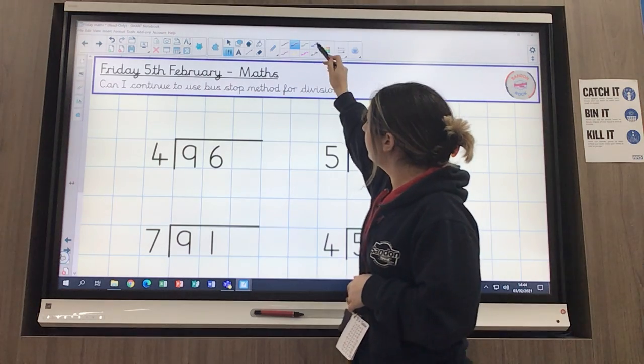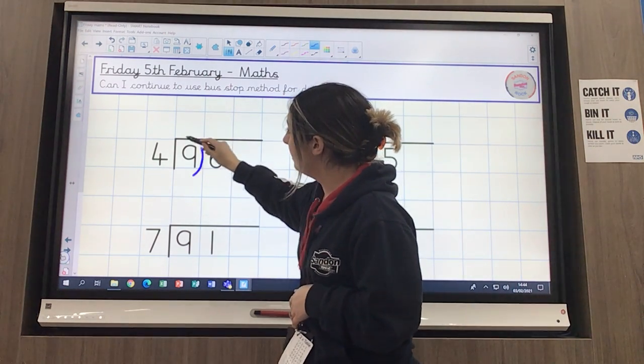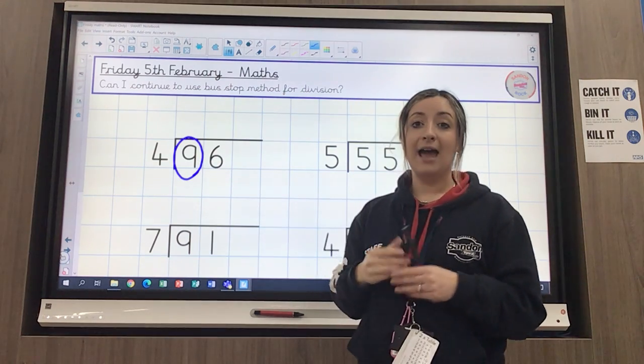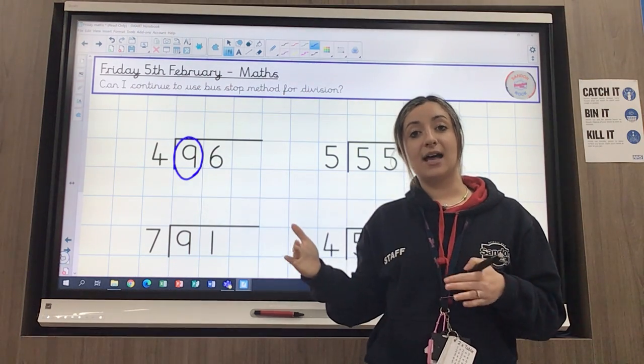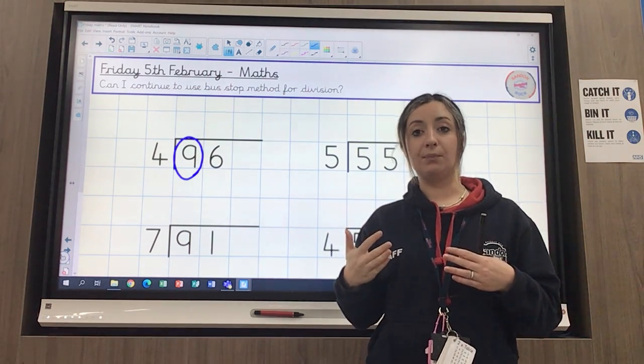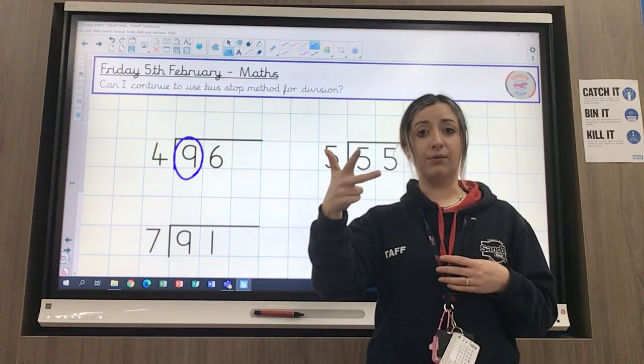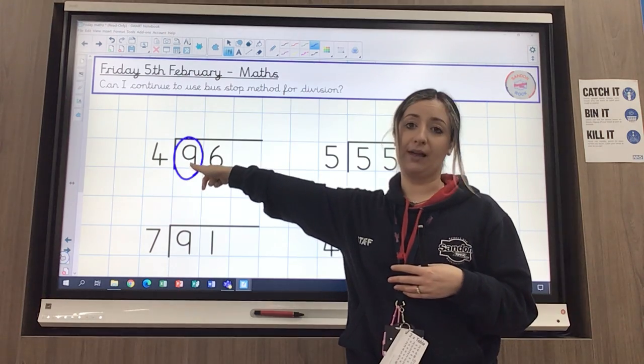So the first thing we look at is this column here. So we've got 4 and we've got 9. How many 4s can I get into 9? So I'm going to use my 4 times table. So I've got 4, 8, and then I move on to 12. Now 12 is much bigger than 9.